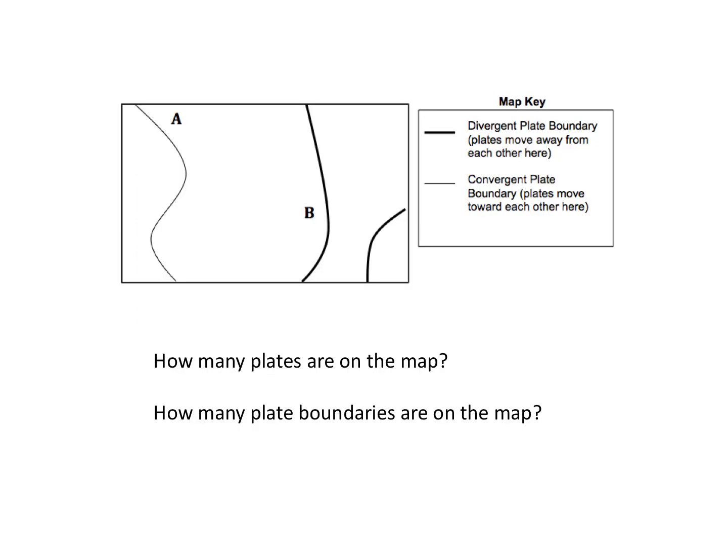So just to see if you can pick out what we're talking about when we're talking about boundaries versus plates, I have a simple map here of plates and boundaries. So the key over here tells you that the boundaries are either divergent when they're a thick line or convergent when they're a thin line. So how many plates are on the map? So what we want to do is we want to count the large areas that are between the lines because the lines are where two plates meet.